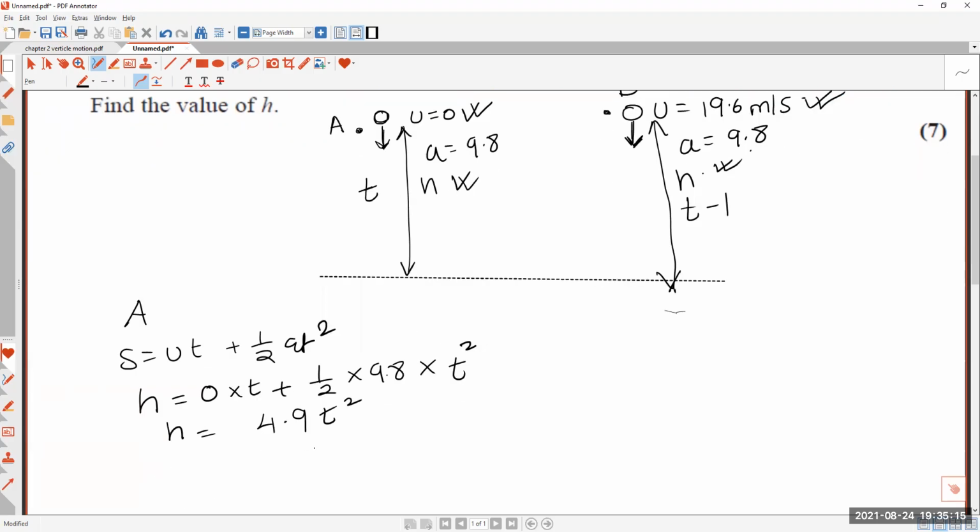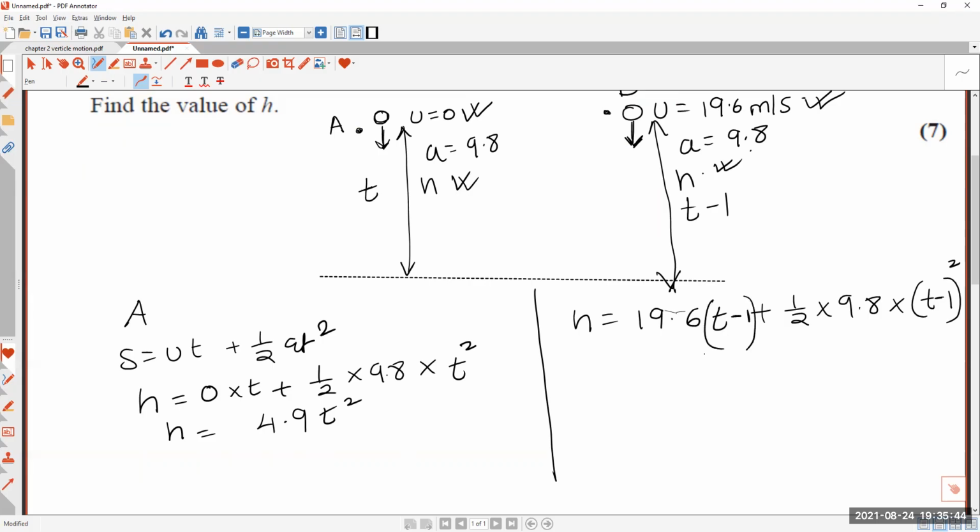Clear? The equation for part A is done. Now let's go with the B part. B part is also similar, but you will write 19.6 times t plus half a t square, but in place of t you will write t minus 1 whole square. Is this clear? Oh yes, thank you Nafisa, you're on fire today. Yes, good. t minus 1. Yeah, I was testing you guys, and you saw the mistake or not.